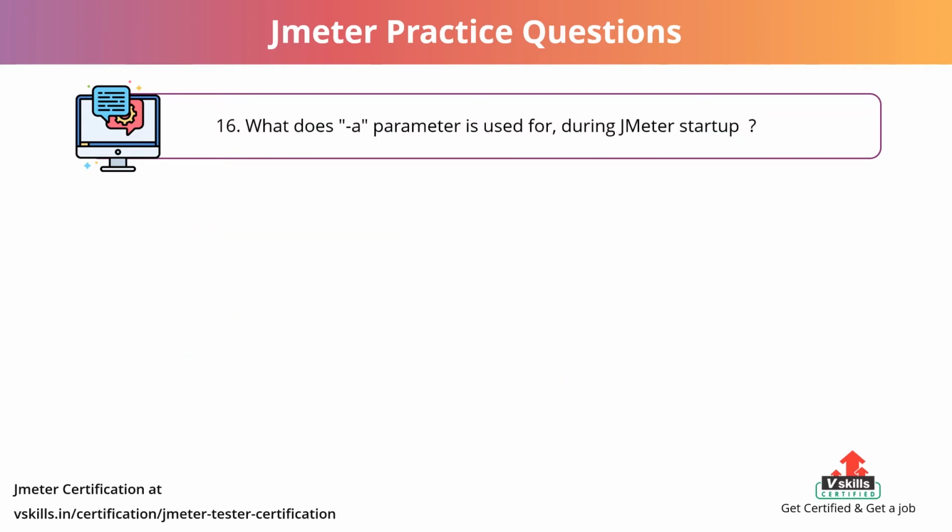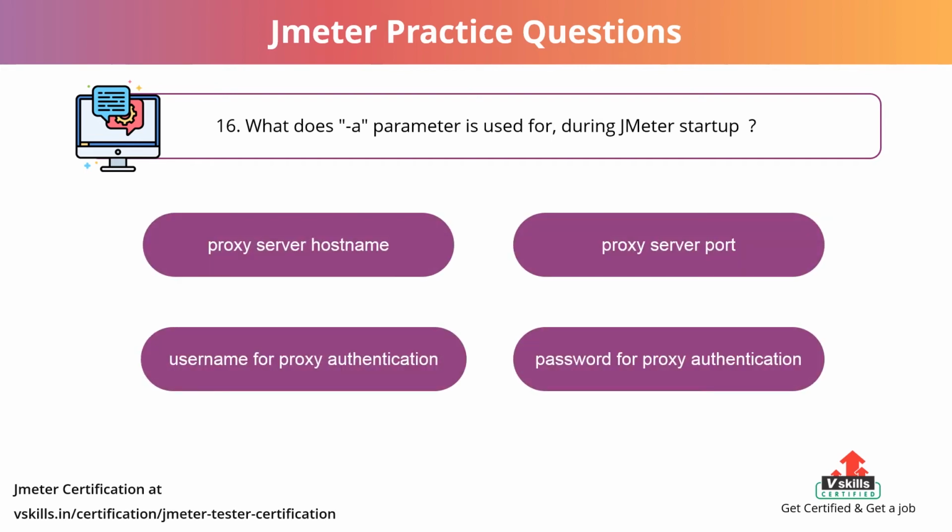Question number 16. What is the a parameter used for during JMeter startup? The options are A. Proxy server hostname, B. Proxy server port, C. Username for proxy authentication, D. Password for proxy authentication. The correct answer is option D.